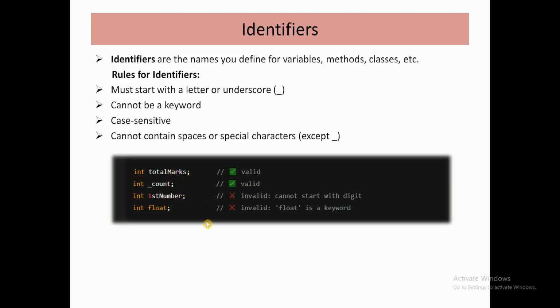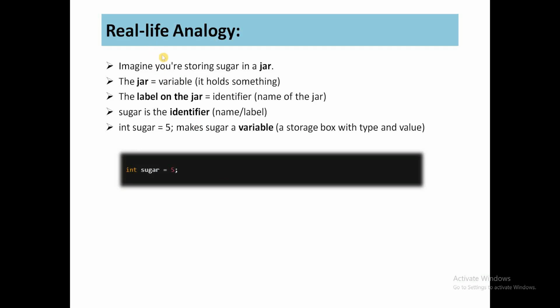And here are the valid and invalid scenarios. Valid ones start with a letter, like total marks, or use an underscore. These are valid. Invalid is if we start declaring an identifier with a number. If we define a keyword as an identifier, it will also give us a compile time error. Here is the real world scenario. You may be a bit confused between variable and identifier because both are holding the same value, like sugar.